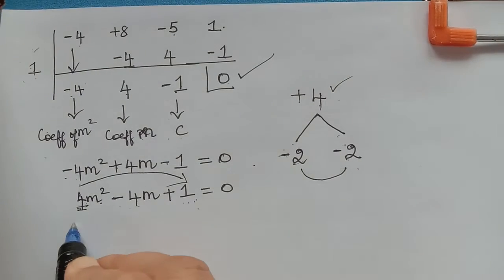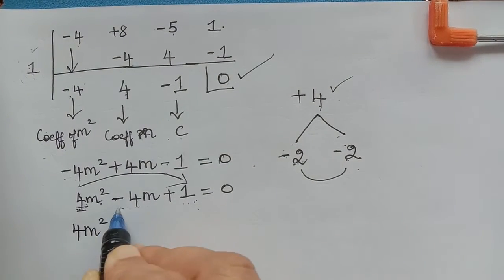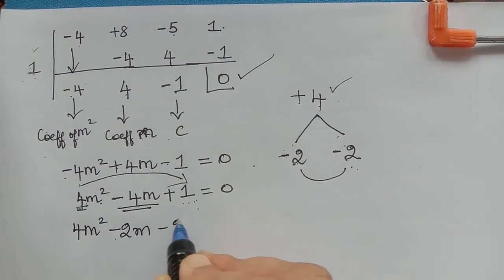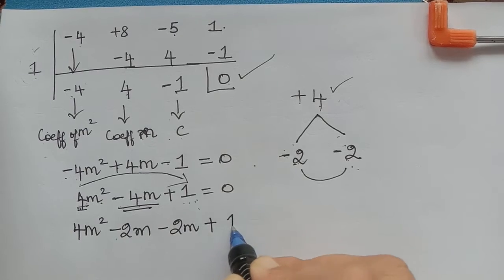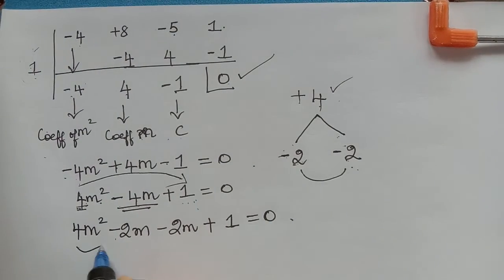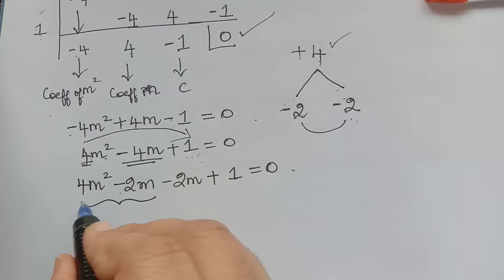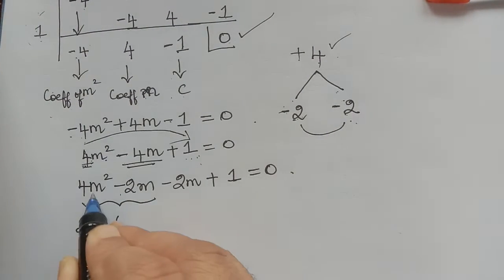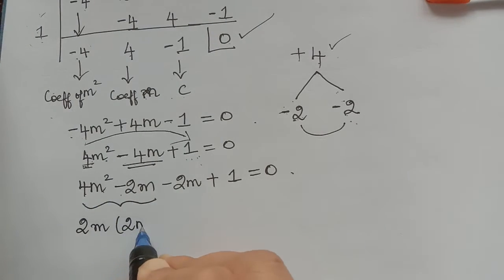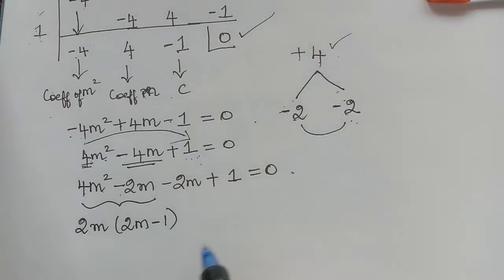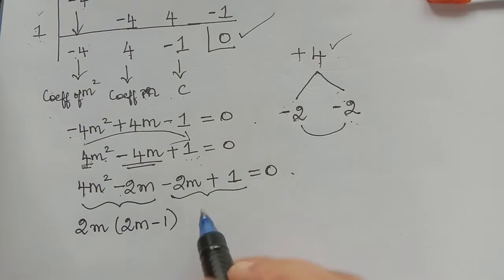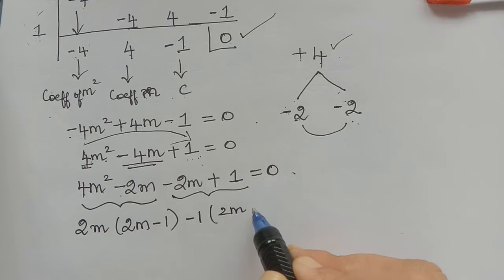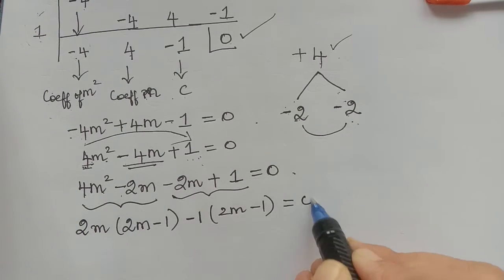Now I can rewrite this equation as 4m square, and this minus 4 can be written as minus 2m and then minus 2m, plus 1 is equal to 0. Now in these first two terms, I observe that 2m is common. So we can take 2m as common, and what will be left out here? A 2m and then minus 1. In a similar way, in these two terms, I am taking the negative 1 common, and so within the bracket we will be left out with 2m minus 1 is equal to 0.